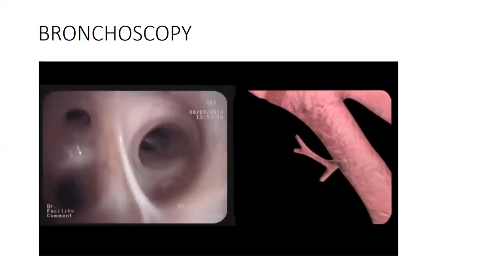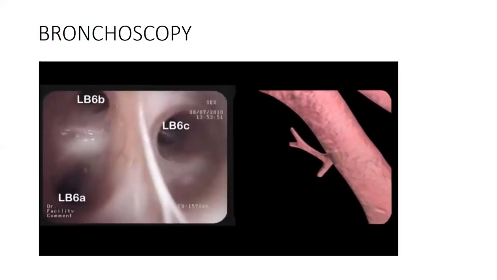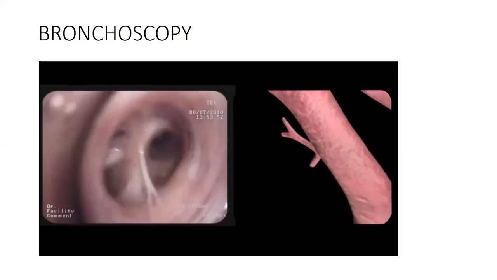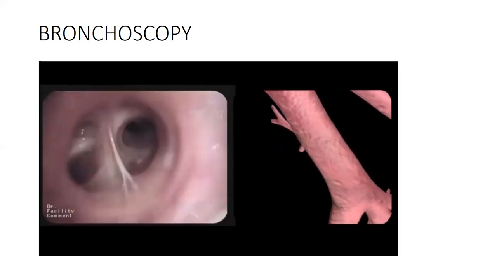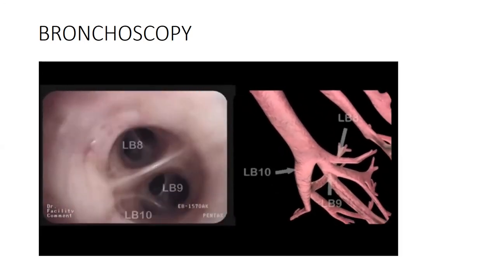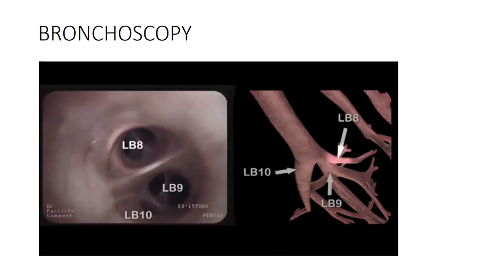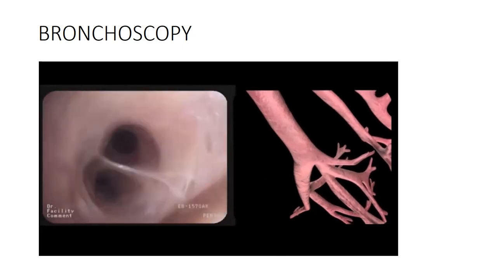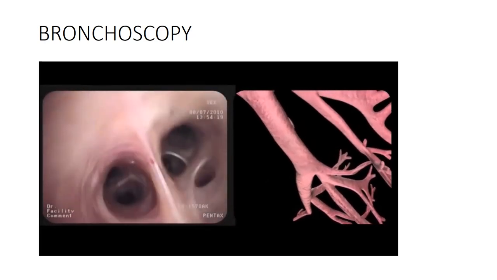We advance into the lower lobe and first inspect the LB6 that immediately divides into three subsegmental branches, LB6A, LB6B, and LB6C. We retract from LB6 and continue further into the lower lobe. Here, we can identify the anterior basal or LB8, lateral basal or LB9, and posterior basal, or LB10, segmental branches. A medial basal branch is usually absent on the left side.